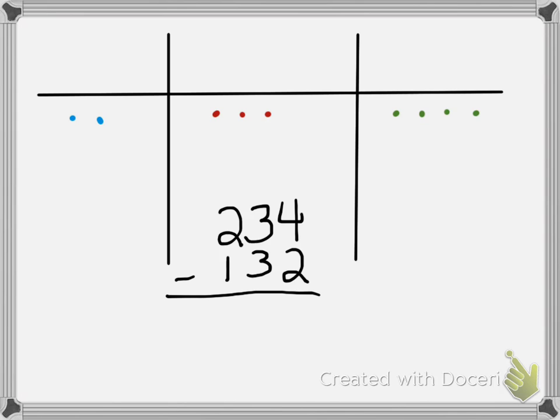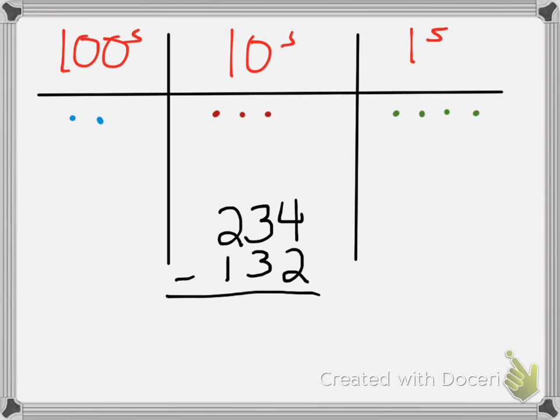We're going to begin with this problem that you see here. You will see that we have the ones place, the tens place, and the hundreds place. And I have shown the number 234 with the small circles that you see. So for example, there are 2 hundreds, 3 tens, and 4 ones, which shows 234. And right now we're going to subtract 132.